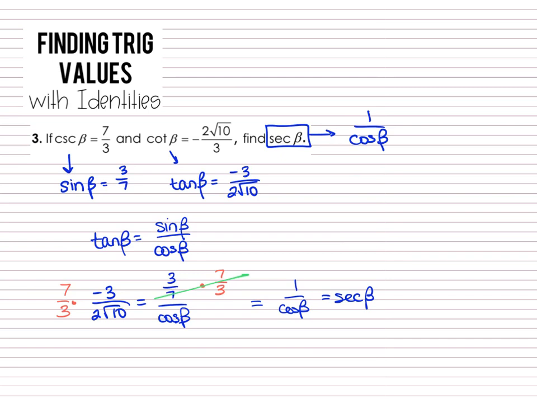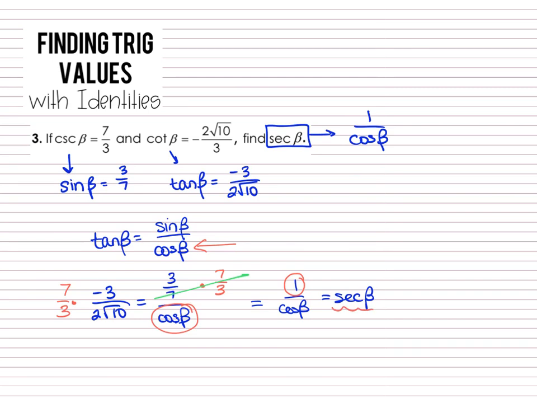So sometimes you even stumble across these as you do them. I was going to originally solve for the cosine of beta and then flip it. But because of the way this identity is set up, we have cosine of beta in the denominator. As long as we make the numerator 1, that automatically gives us the secant of beta. So hopefully that makes sense.